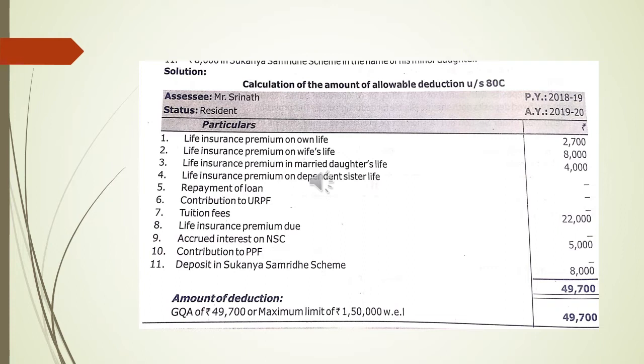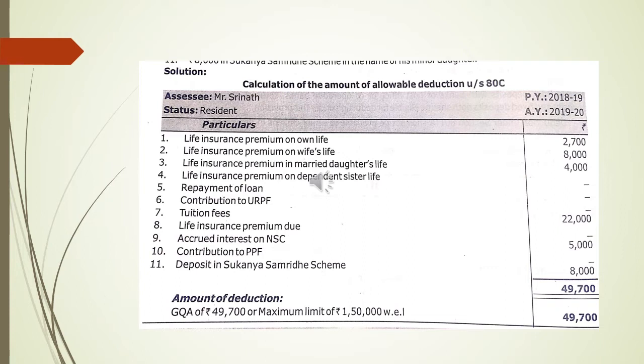LIC insurance premium on his major son which was due in December 2018, but 3,000 was paid in May 2019. So May 2019 will fall in 2019-20 previous year. So it will not be applicable for 18-19 previous year. So we are not showing that as deduction. Accrued interest on National Savings Certificate is claimed as exemption. So you can claim for deduction.